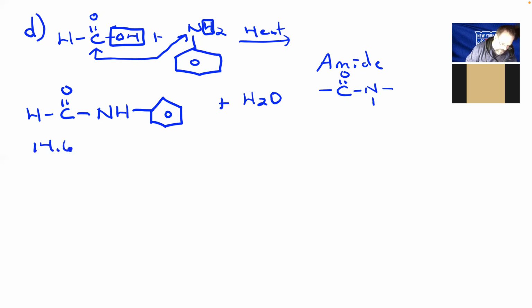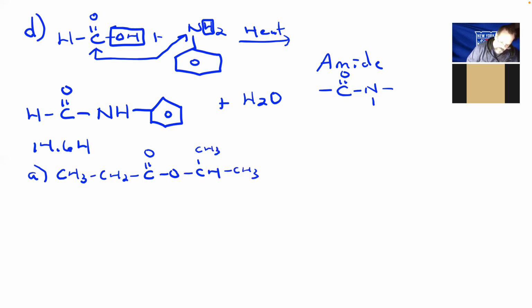So let's jump to 1464. All right, let's take a look at letter A. So here, let's draw the structure. So we have an ester, and we're going to react it with sodium hydroxide. C double bond O, OC is going to give you an ester group.